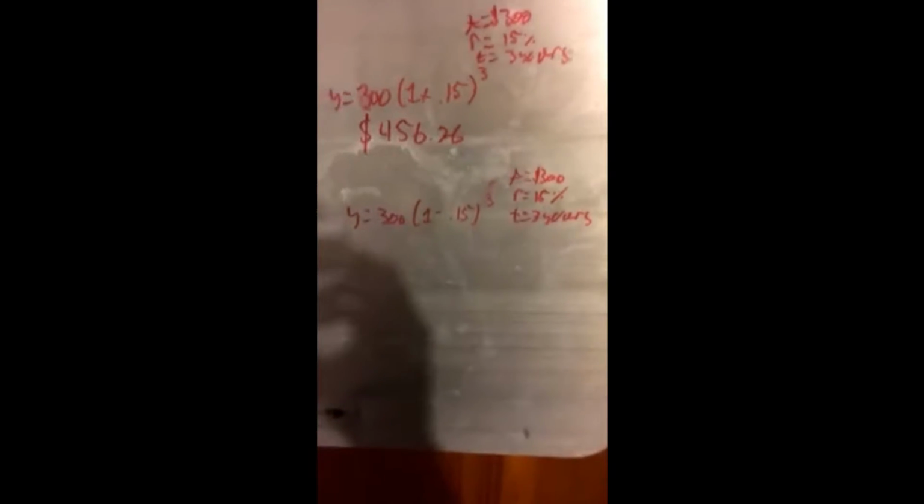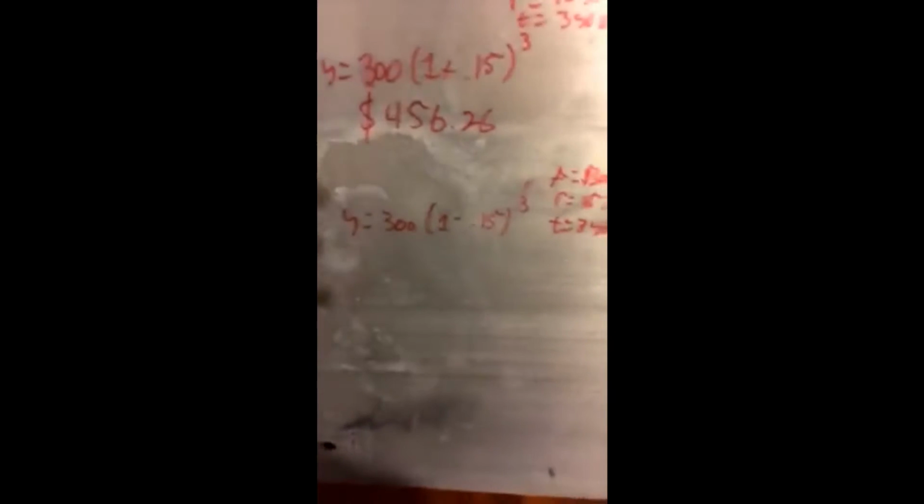Oh my god. I don't even think you're gonna qualify for selling paletas, man. No, that's wrong, okay? The answer is 456.26. So, with this time, you will make $456.26 in 3 years. So basically, you're making $156.26.